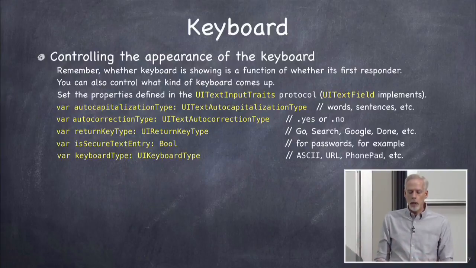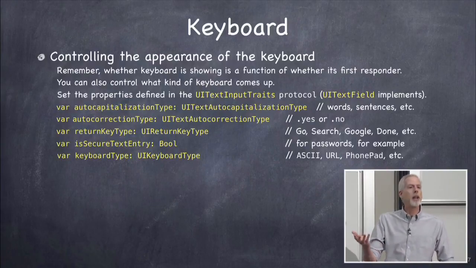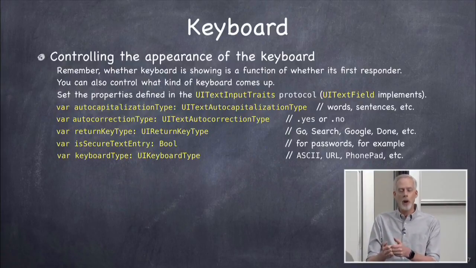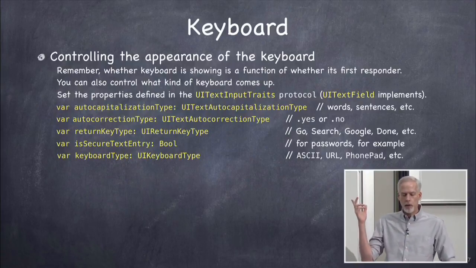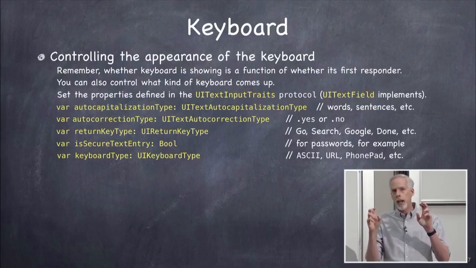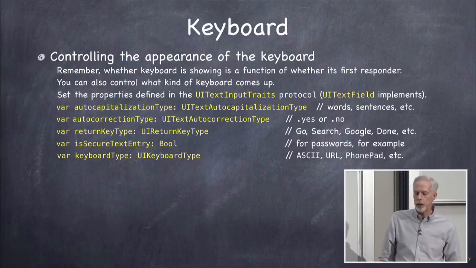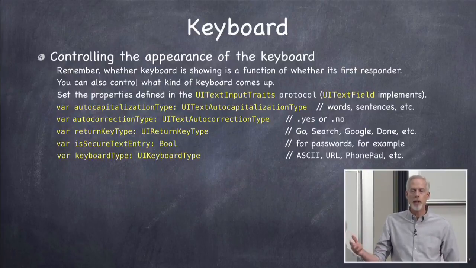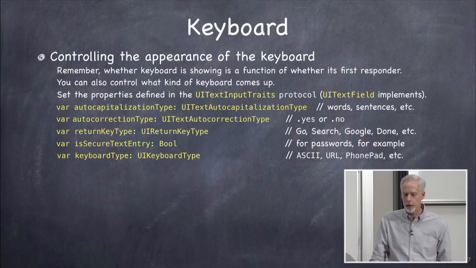All right, so if you want autocorrection in your text field, where you're typing and you're mistyping and it's autocorrecting as you go, you can get that. Just set your autocorrection type there to .yes in your text field. You're sending these vars to the text field, but they're on text field because text field implements the UITextInputTraits protocol. All right, and you can do secure text for passwords and all that kind of stuff.